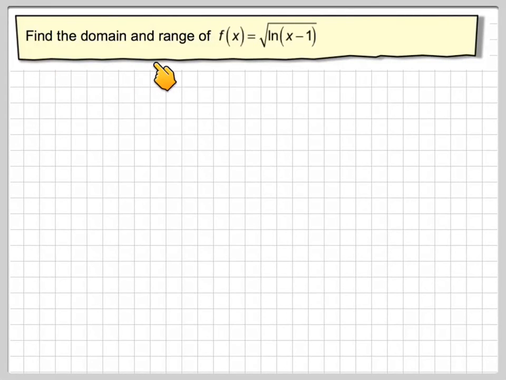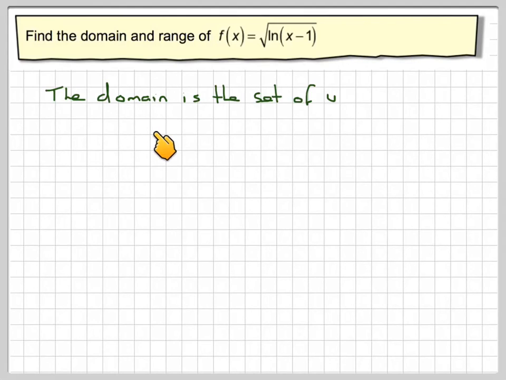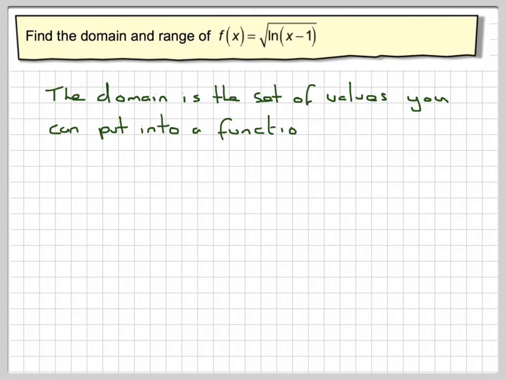Find the domain and the range of the function f of x is equal to the square root of ln brackets x minus 1, close the bracket. What you've got to remember is that the domain is a set of values that you can put into a function. So sometimes it's good to look for a set of values you cannot put into a function.